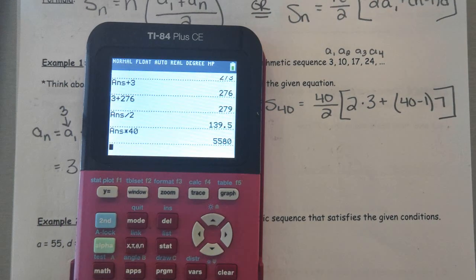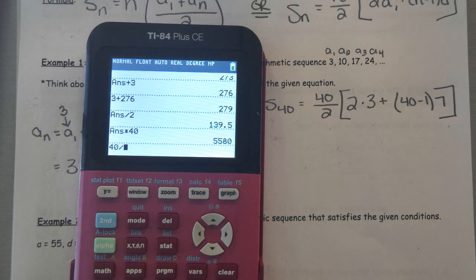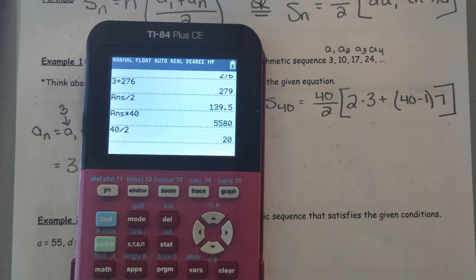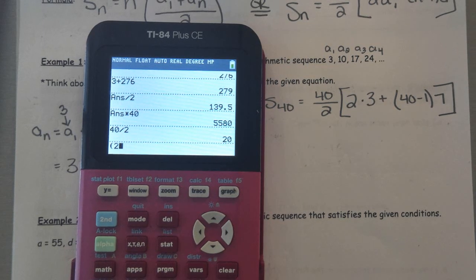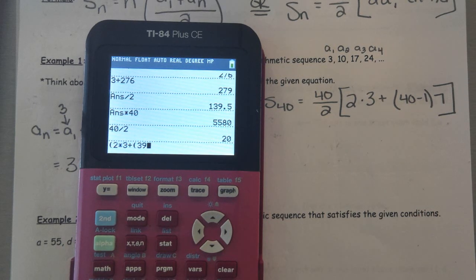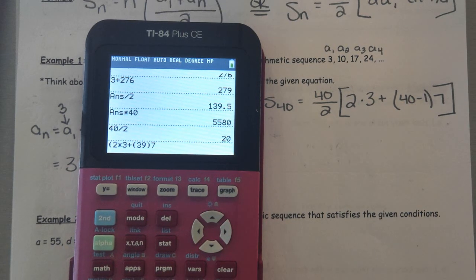So I've got 40 divided by 2. That gives me 20, right? I don't know why I just did that on my calculator. We're going to pretend that didn't happen. So we've got 2 times 3 plus 39 times 7. And then we need to multiply that by 20.